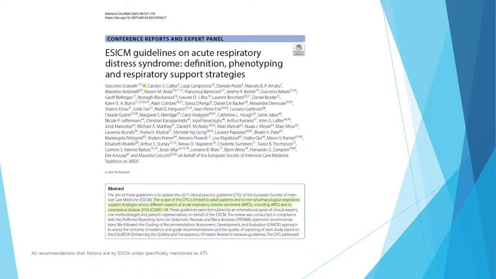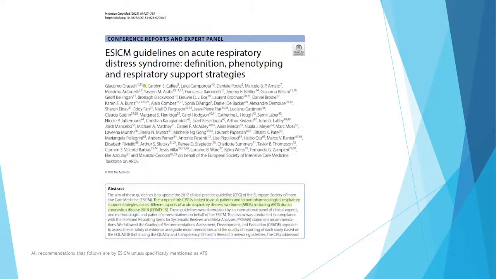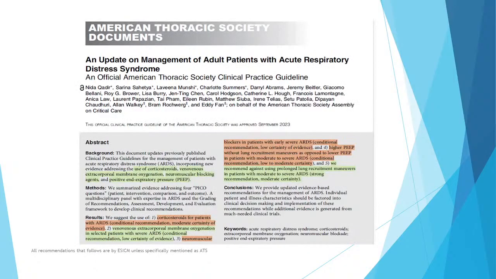So this is the European Society of Intensive Care Medicine guidelines on acute respiratory distress syndrome. It came out recently, and similarly we have an American Thoracic Society document on ARDS. I will be mainly focusing my discussion on ESICM unless it is specifically mentioned that it is ATS, because most of the things are similar.